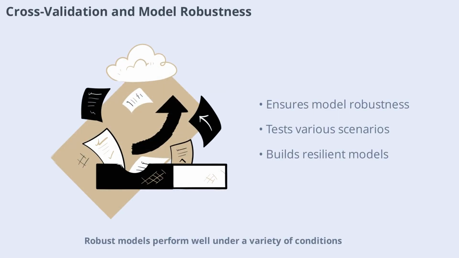Robust models perform well under a variety of conditions. Cross-validation tests your model on different subsets of data, exposing it to a range of scenarios. This process helps you build models that are resilient to changes in data and maintain high performance in real-world applications.